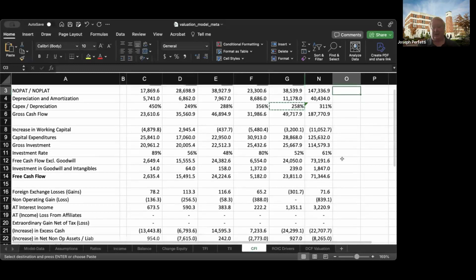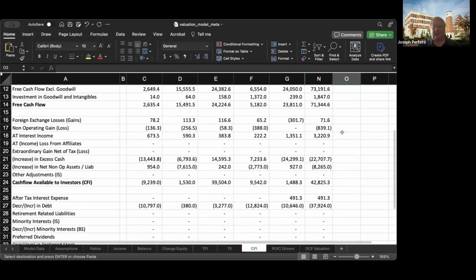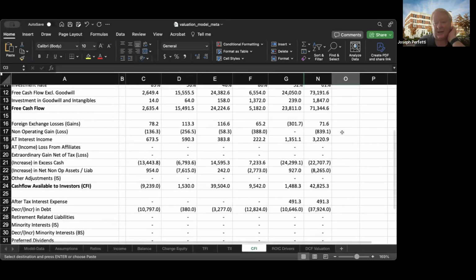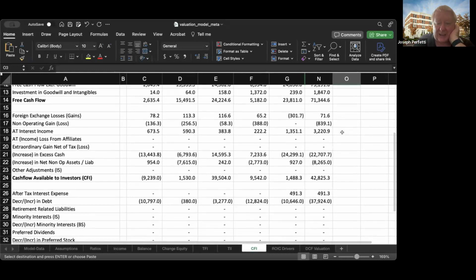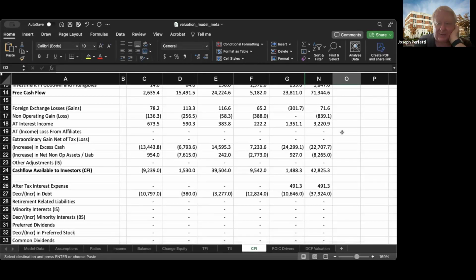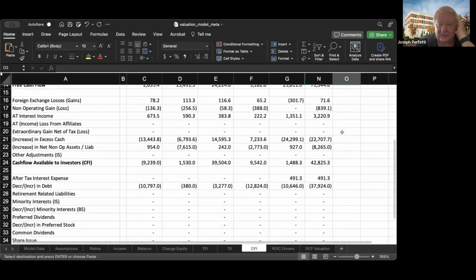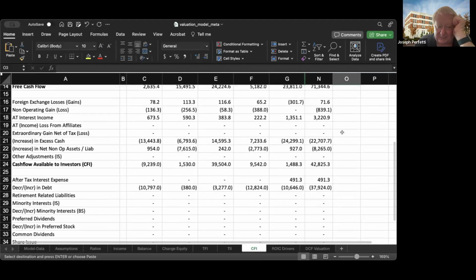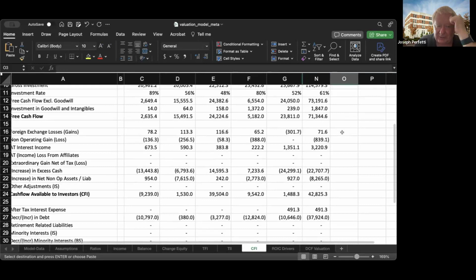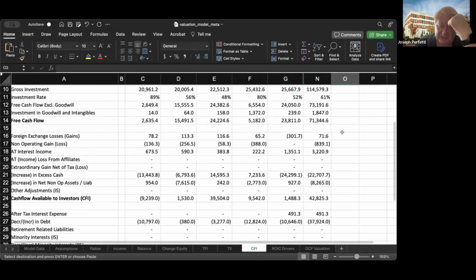Non-operating cash flows. How did they go from 71 billion of free cash flow to essentially 43 billion, 42.8 billion of CFI? Well, one of the things they did over the 5 years is they increased their excess cash balance by $22.7 billion. They also purchased about 8.3 billion of non-operating assets over the 5 years, most of that coming in 2020. And they did make 3.2 billion of after-tax interest income on the cash, mainly in their excess cash balance. But nonetheless, the overall CFI fell to 42.8 billion due to those 2 investments in excess cash and non-operating assets.